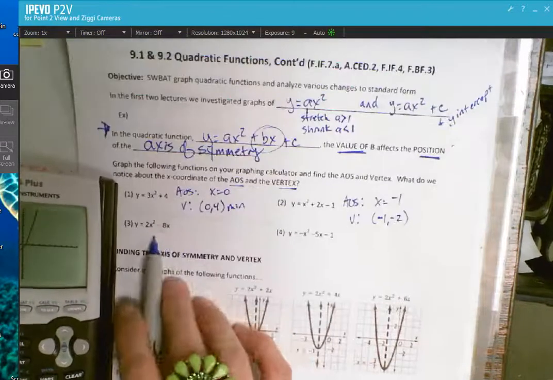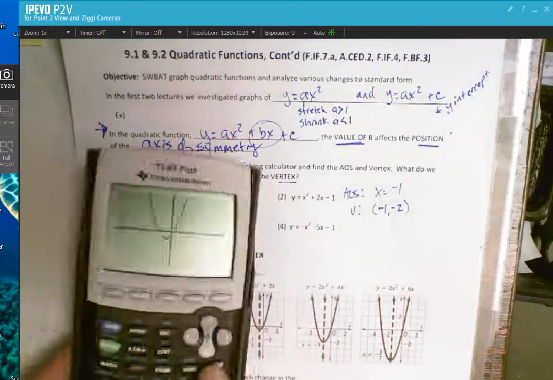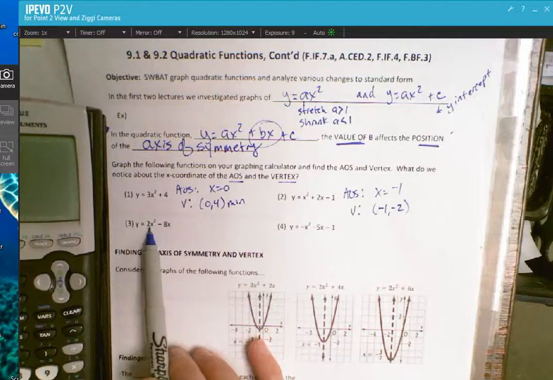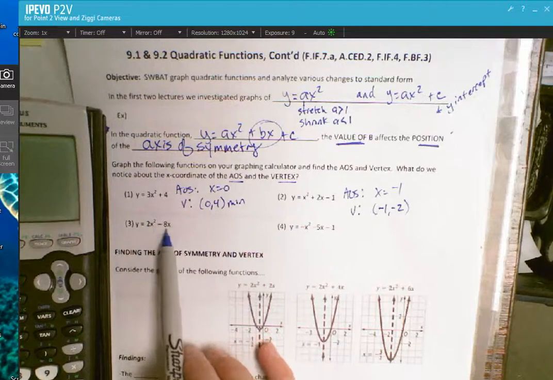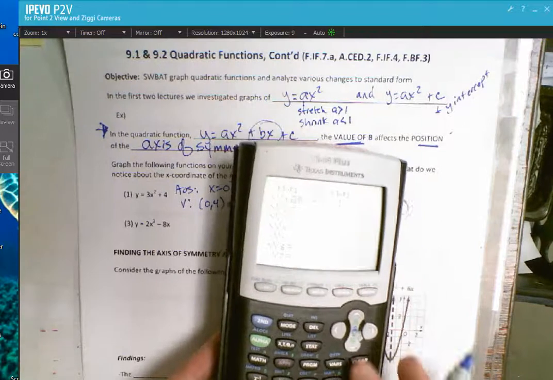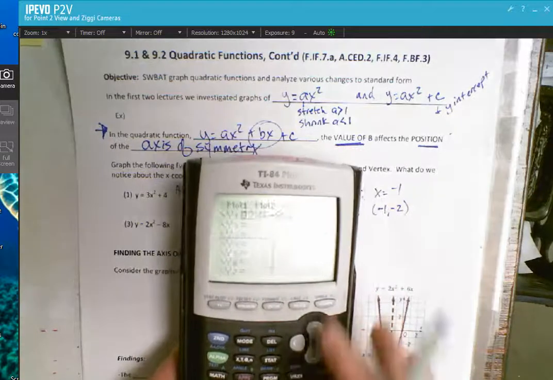Then let's take a look at this one. So I don't have any change in my c, but I do have a b term. And I have a 2 as my a. So it must be narrower than the parent function because it's stretched. And then let's take a look and see what happens to my axis of symmetry with that. So y equals, let's clear that out, I got 2x squared minus 8x. Graph.